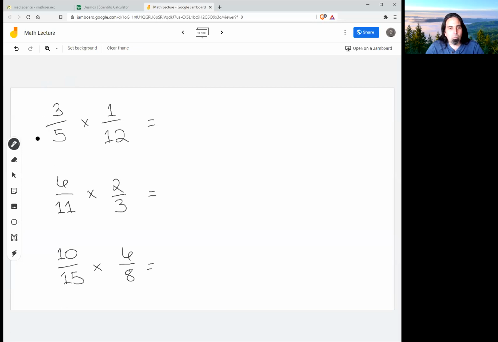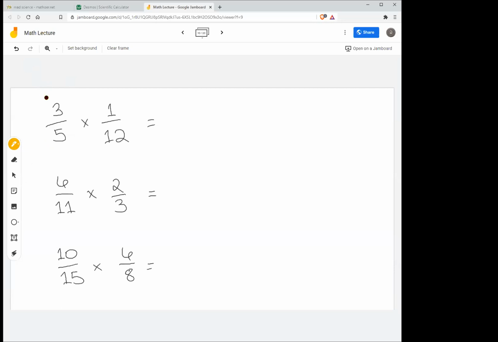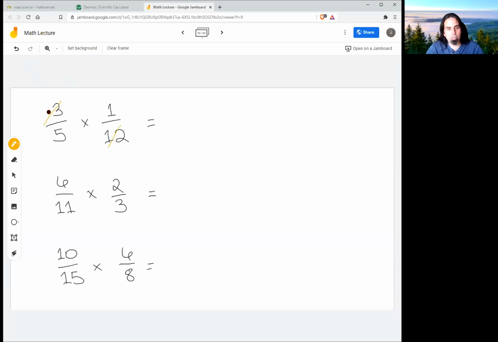On the top one, where did the canceling happen? 3 and 12. We can divide 3 divided by 3 is 1, 12 divided by 3 is 4. Multiply across, 1 times 1 is 1, 5 times 4 is 20, and we're done.